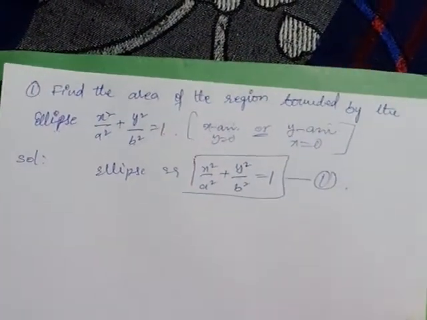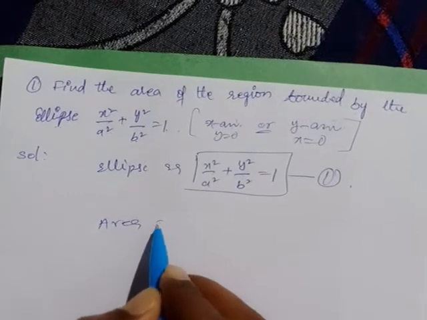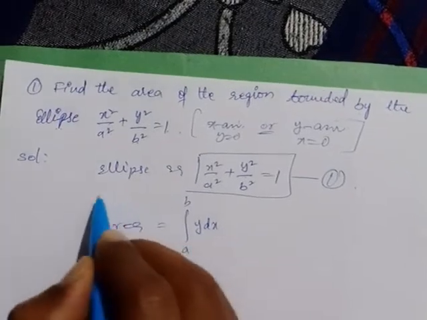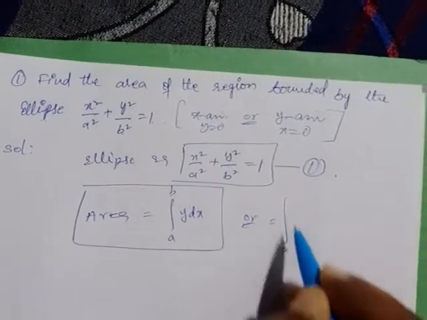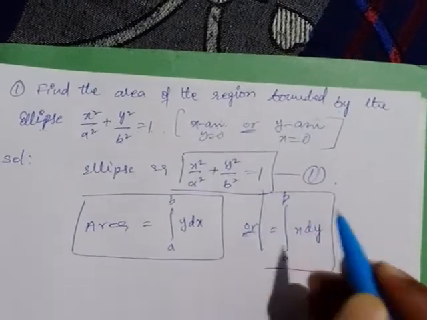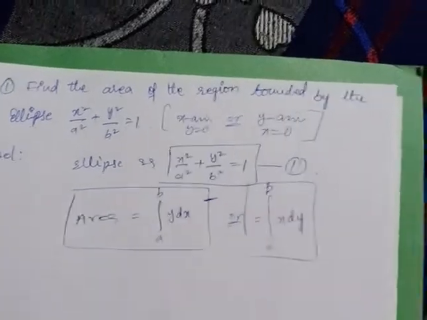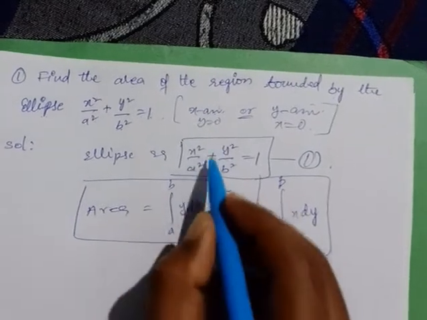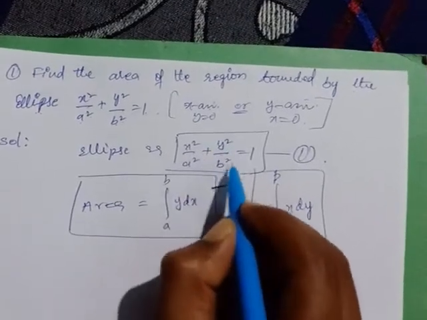We know that the area formula is integral a to b y dx, or it may be like this also, integral a to b x dy. Here I am going to use this one, integral a to b y dx. This is area in the form of y, but here is the combination of x and y variables, so we need to convert this ellipse into y form.